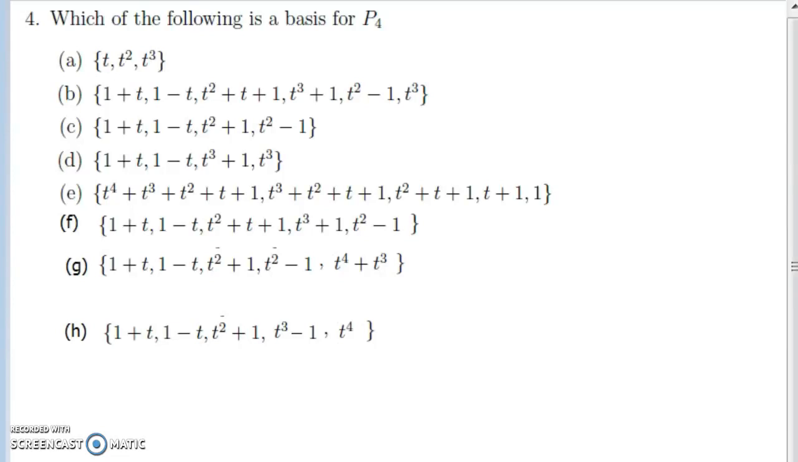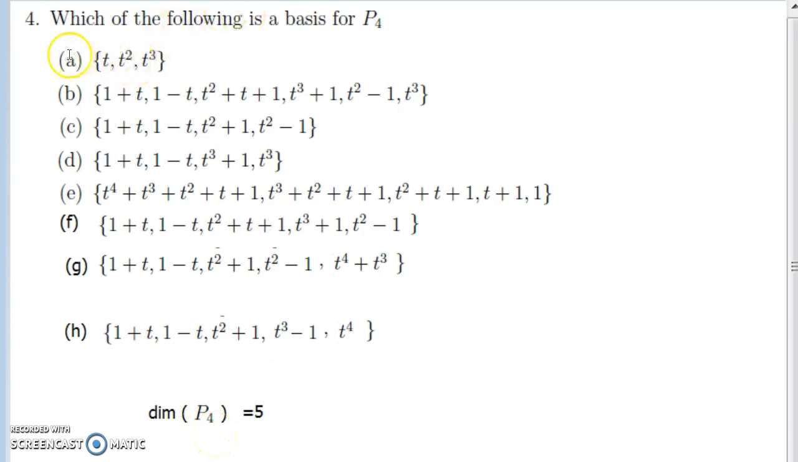Okay, in this recording we're going to solve one of the questions in the review, which is a multiple choice question. Which of the following is the basis for P4? In chapter 4.6, we know that the dimension of Pn, the space of polynomials of degree n or less, is n plus 1. So the dimension of P4 has to be 5. With that, we know that a basis of P4 must have 5 elements.